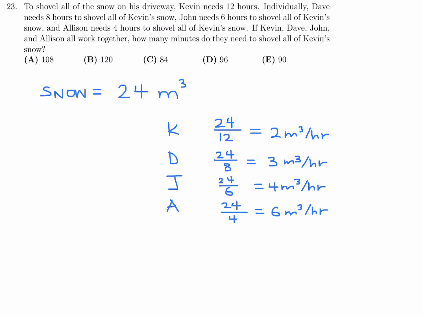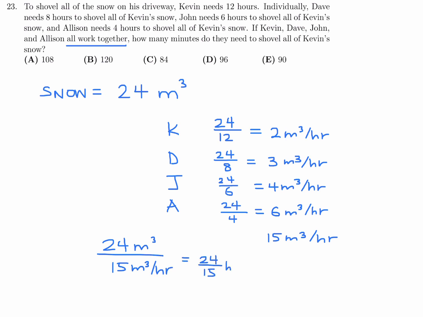Now, if they all work together, then you combine all of this. So that means 2 plus 3 plus 4 plus 6, which is 15 meters cubed per hour, is how much snow they can remove from any driveway or sidewalk. Now we have to remove this much, so it would be 24 meters cubed divided by 15 meters cubed per hour, and that is 24 over 15 hours. In decimals, that is 1.6. 1.6 hours is the answer to this question.